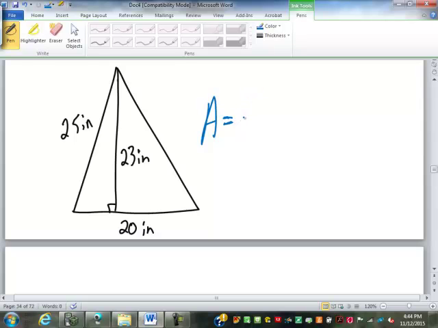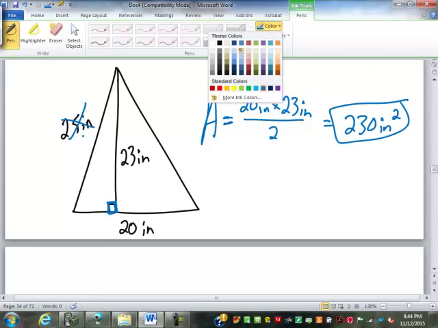What two numbers do I multiply together? 20 times 23. Those are the two that are perpendicular, they're right angles to each other. What do we do with the 25? Nothing. We ignore it. So 20 times 23 divided by 2 is 230 inches squared.